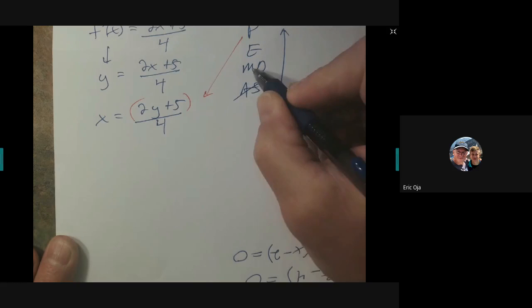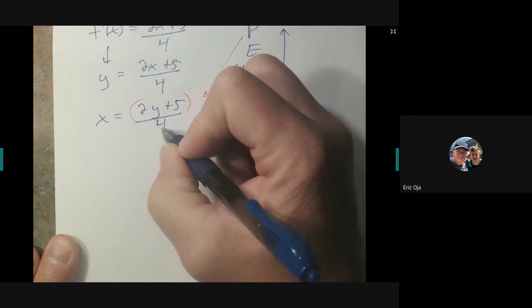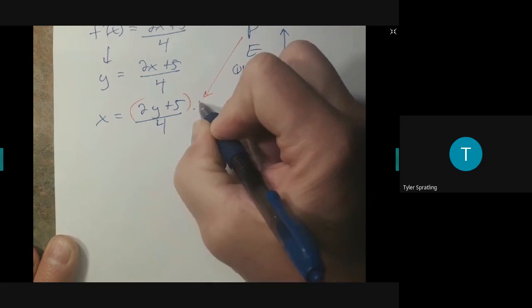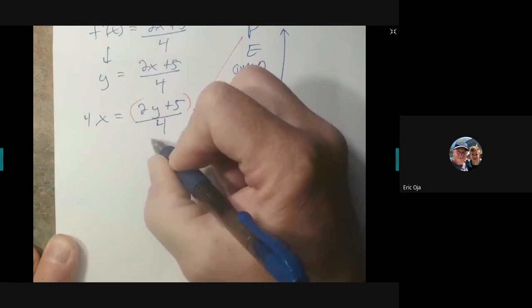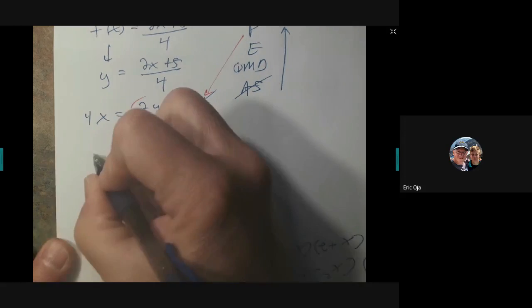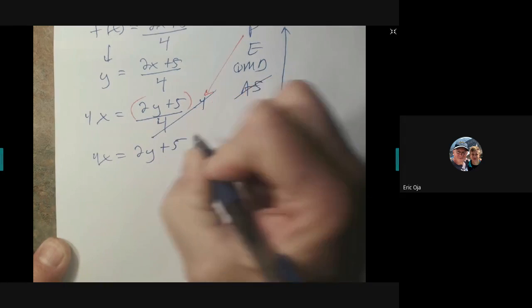Outside of parentheses, there is some multiplication or division. I need to multiply each side by 4 to undo dividing by 4, right? So multiply each side by 4, which cancels out the 4. So you get 4x. Exactly. And then I have 4x equals 2y plus 5.